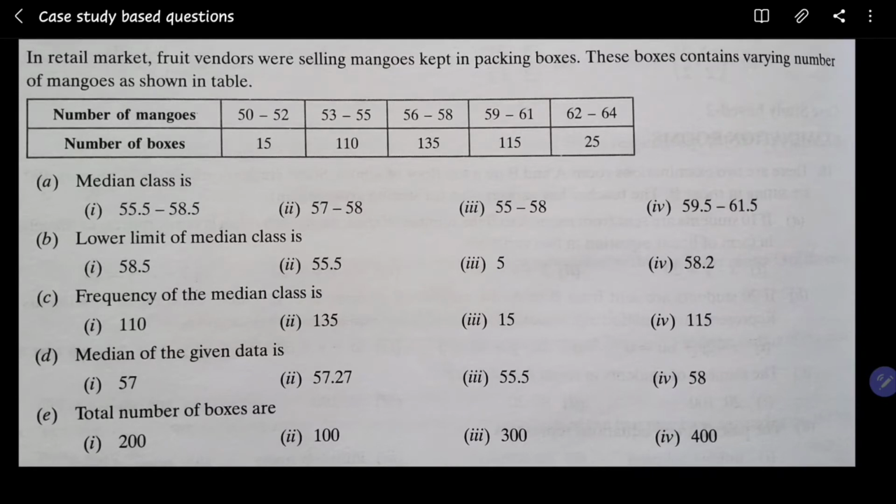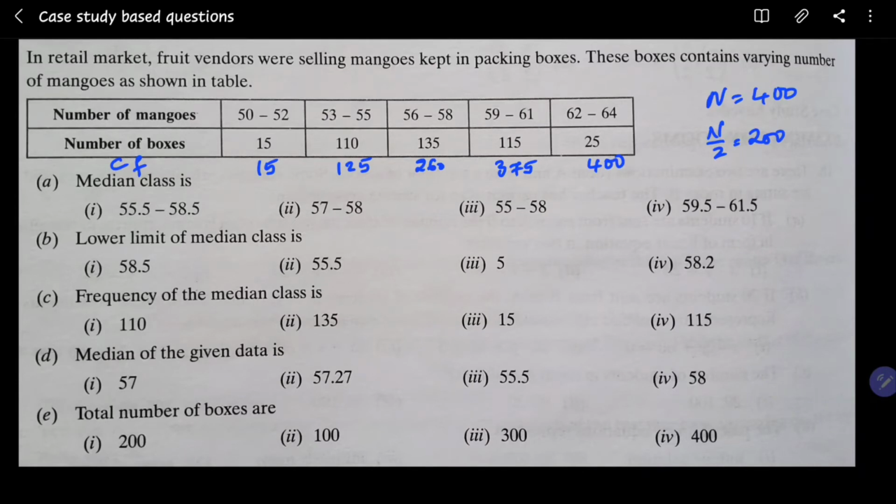Let us see the first question. Median class is. We know that median means the data which occurs exactly in the middle when you arrange all the data from increasing to decreasing or decreasing to increasing. But in case of grouped data, what you have to do is find out the cumulative frequency as shown in the figure. Totally we'll be having 400 boxes. Exactly half of this 400 is 200. This 200th box falls between the 125th box and 260th box.